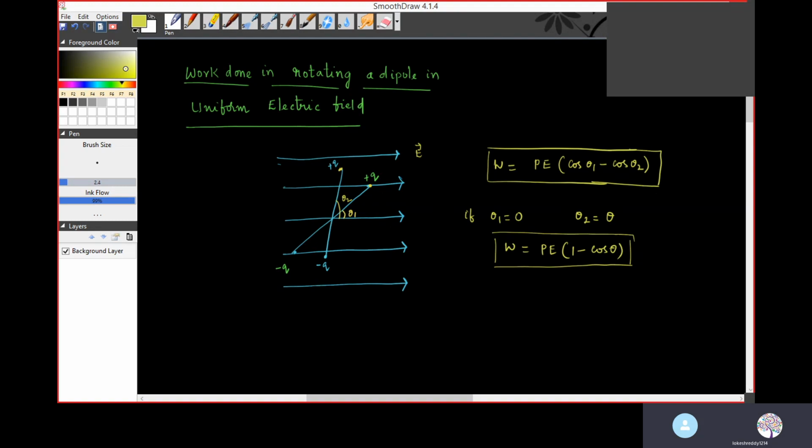So this is the work done in rotating a dipole in a uniform electric field. What is the formula? PE into 1 minus cos theta, if theta 1 is equal to 0. Otherwise, if it moves from theta 1 to theta 2, then PE into cos theta 1 minus cos theta 2.